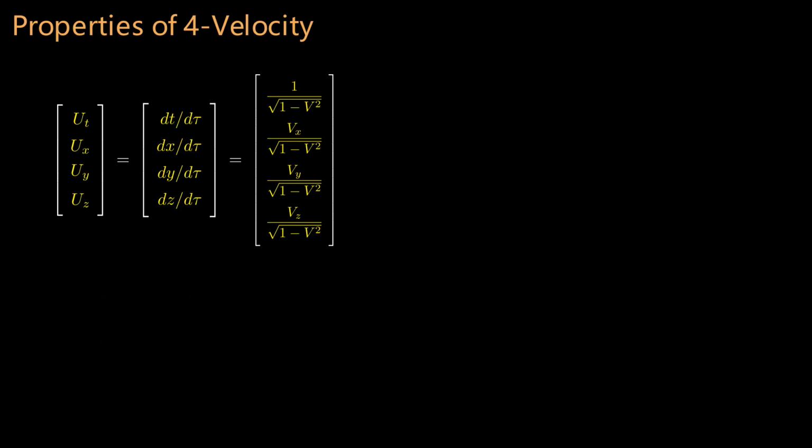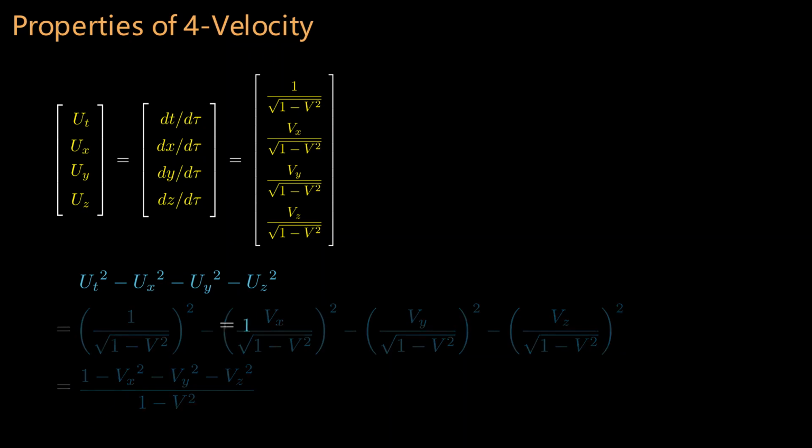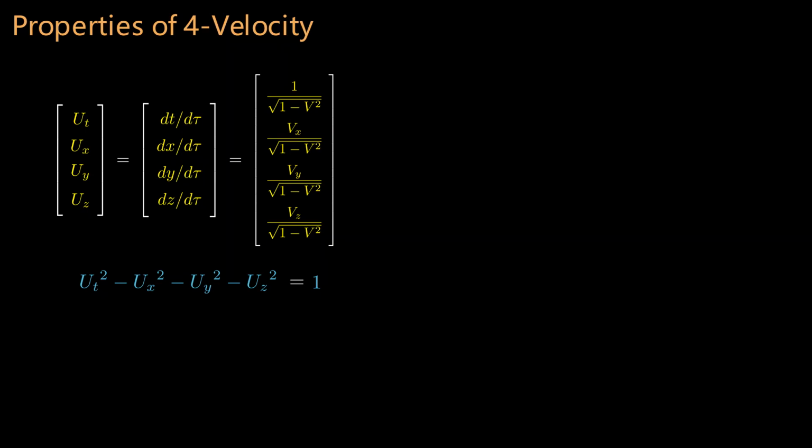4-velocity is a 4-vector, so the square of the time component minus the sum of squares of the spatial components should be an invariant. Let's calculate it. This invariant turns out to be 1. This differs from other 4-vectors, where the square of the time component minus the sum of squares of the spatial components is an invariant, but not necessarily a constant. The components of 4-velocity must satisfy this equation, meaning that when any 3 components of 4-velocity are determined, the value of the 4th component can be calculated.